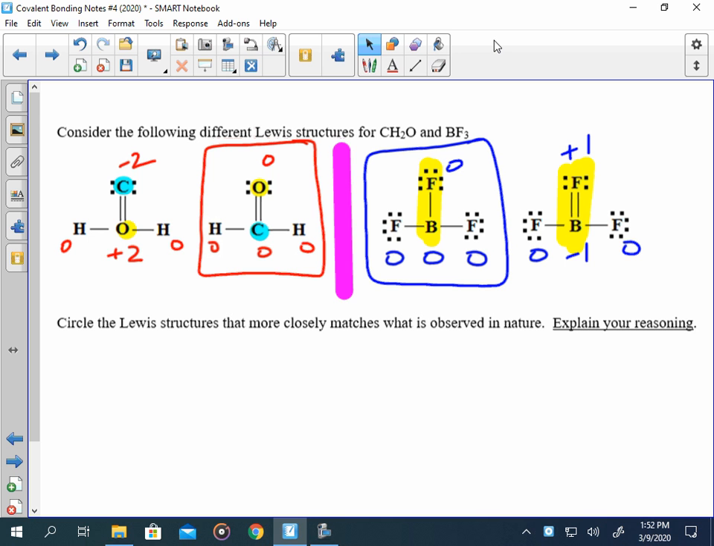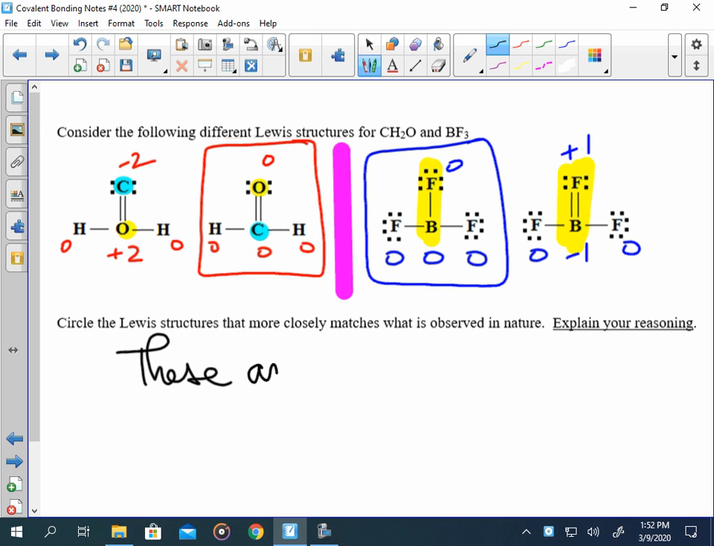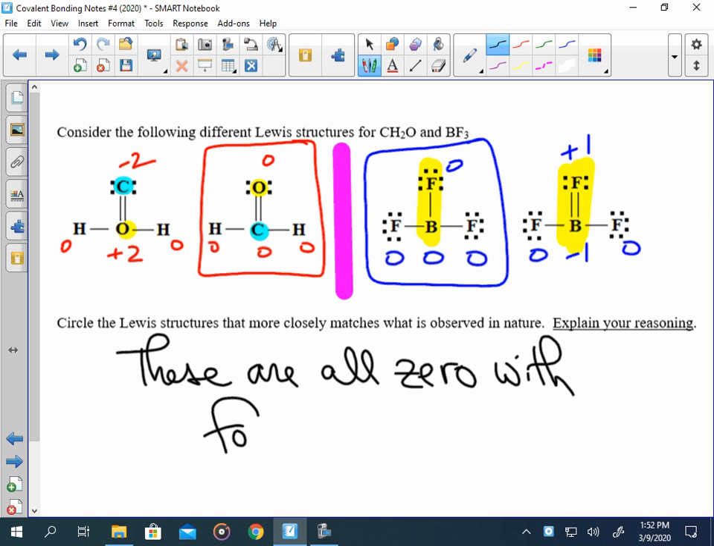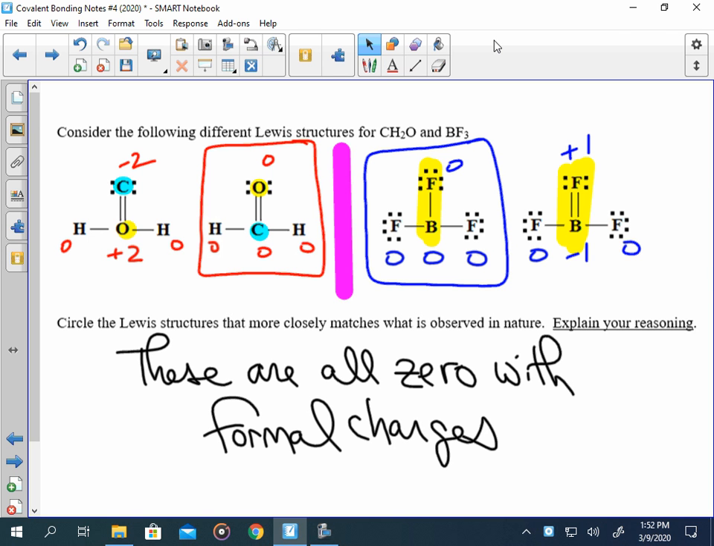So the ones that are boxed, once again, just hitting it pretty hard here, these are all 0 formal charges. Okay? And again, that's the lens through which we look at these to say, what is nature going to do? We created the rules so that we would always get the right answer in terms of what nature does. All right? That's how we want to think about it.